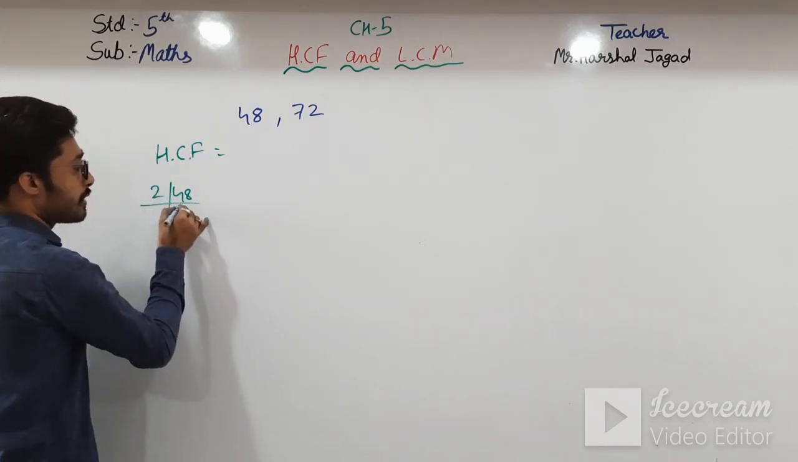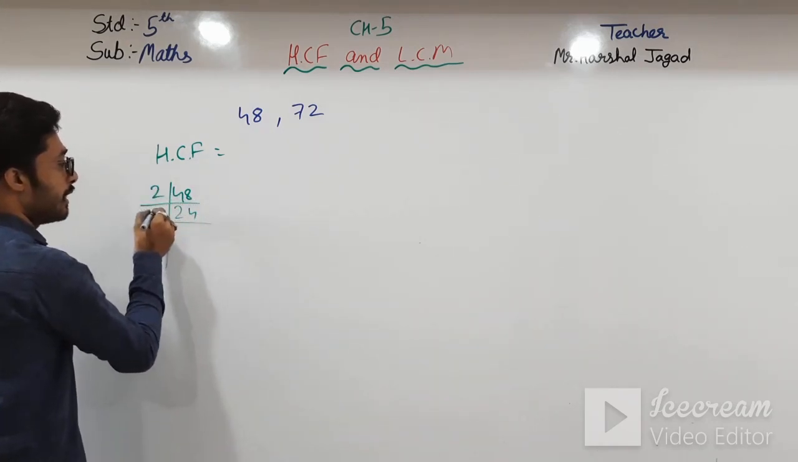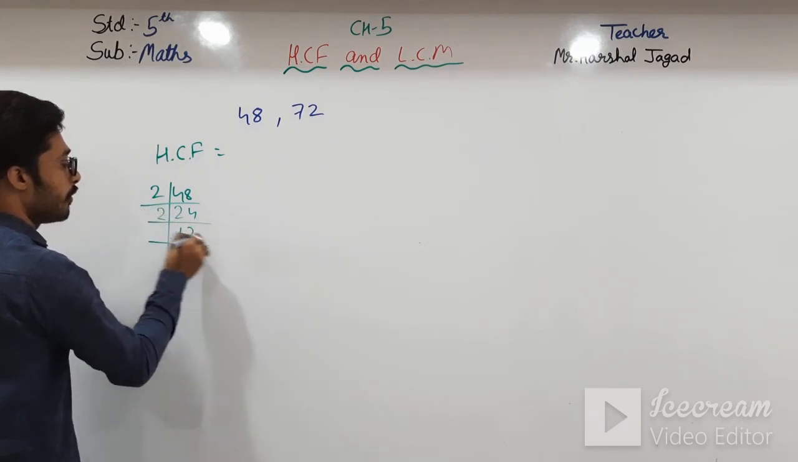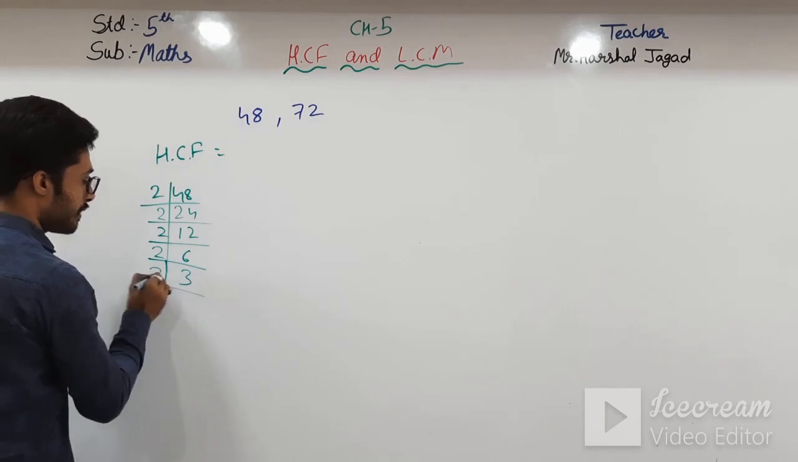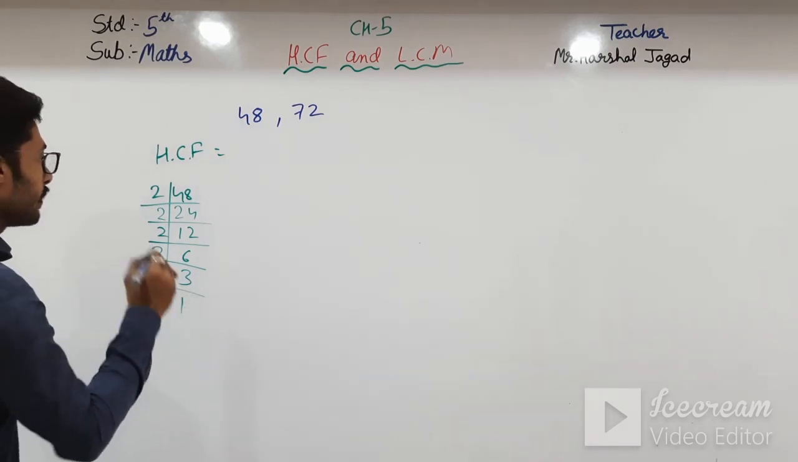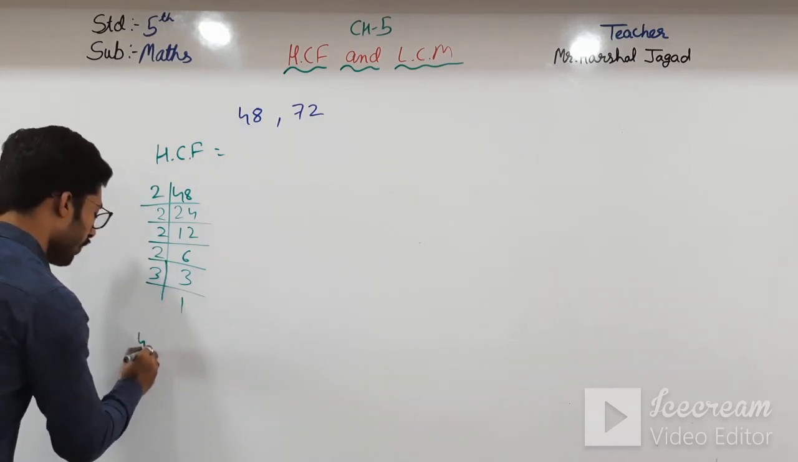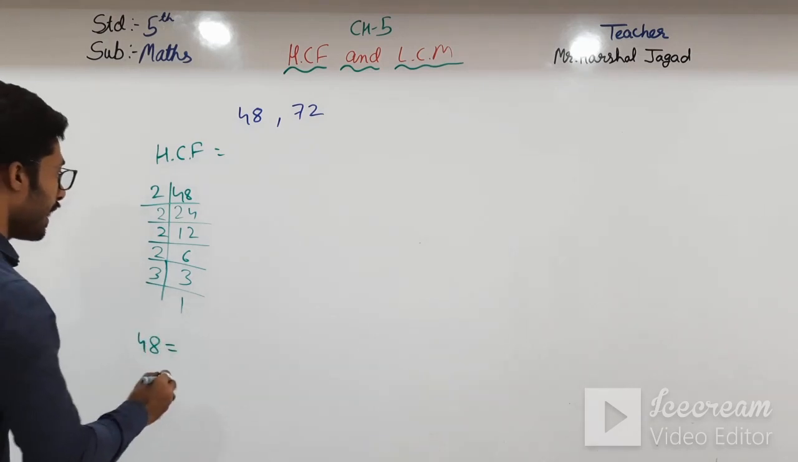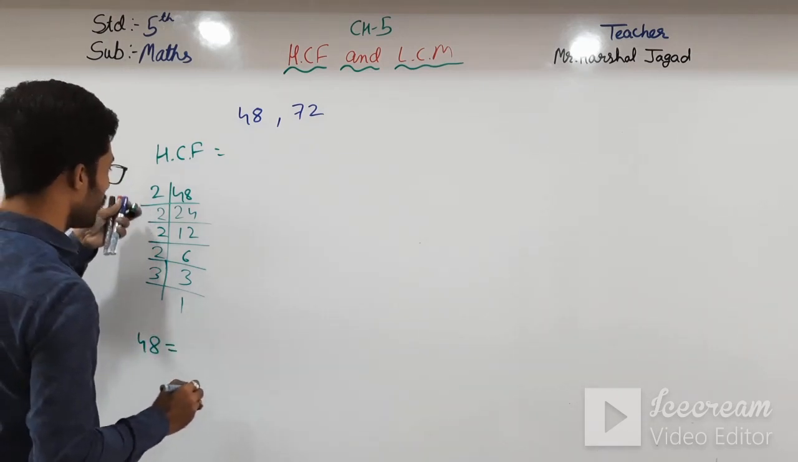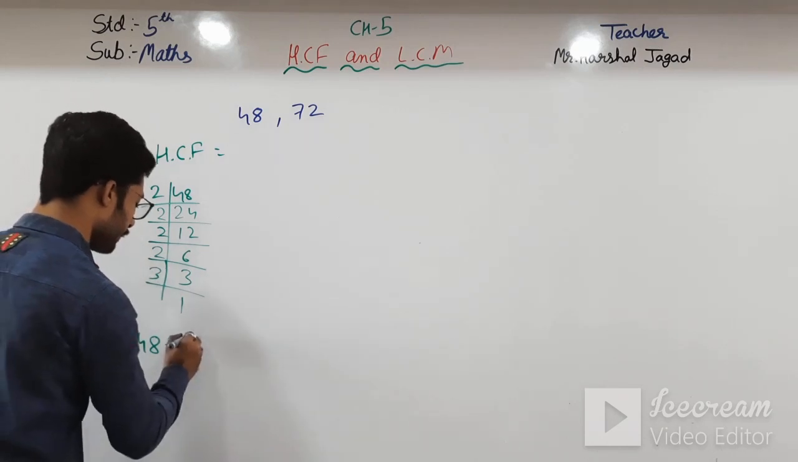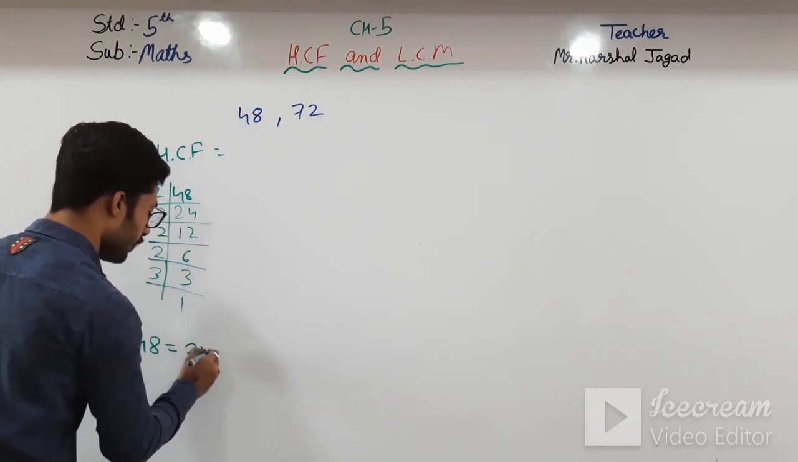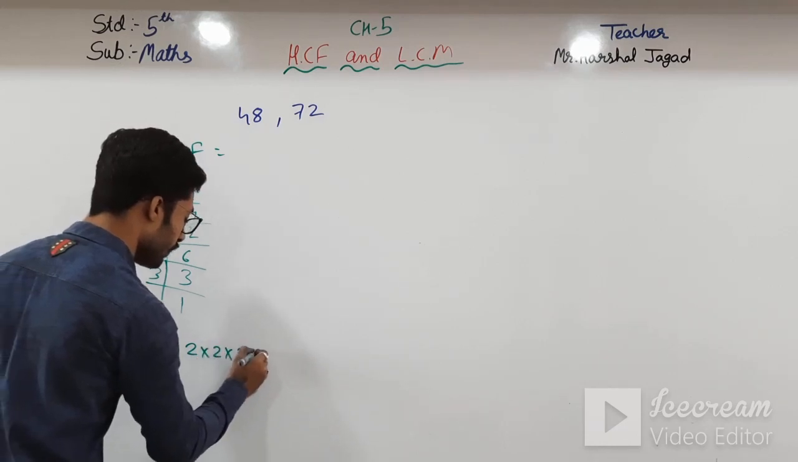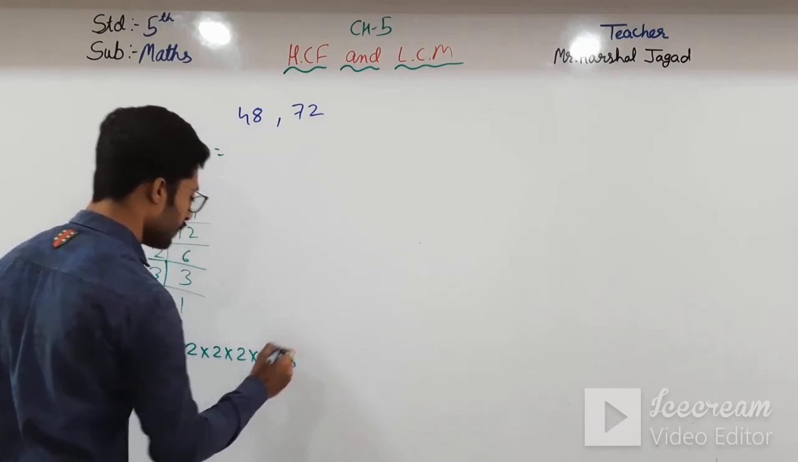So, 2 4s are 8, 2 1 is 2, 2 2 is 4, 2 6 is 12, 2 3 is 6, and last is 3. So, here the factors of 48 are how many times 2? 1, 2, 3, 4. 4 times 2. So 2, 2, 2, 2 into 3.